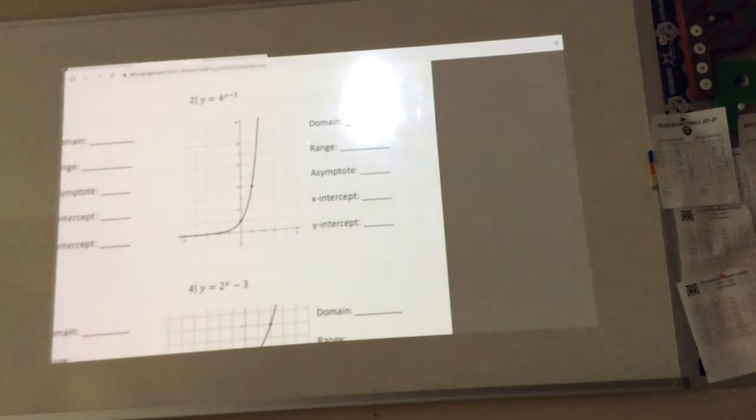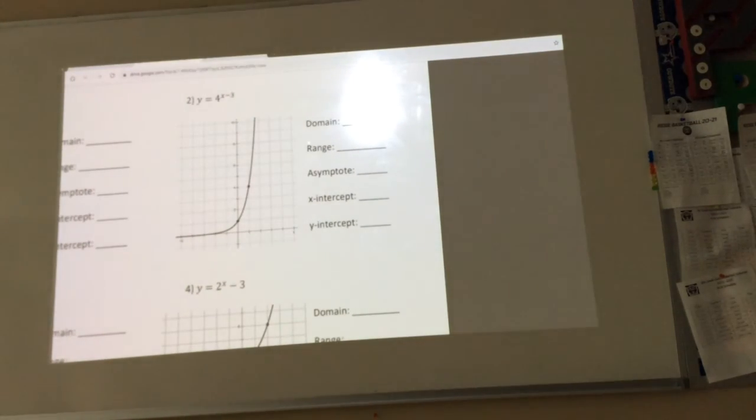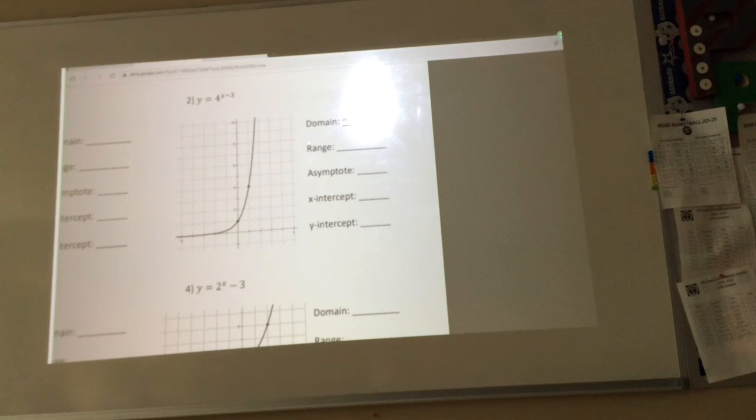All right, number 2. Domain, once again, is going to be what? All real numbers. Every time, y'all. Every time. Range looks pretty similar to what the last one looked like. So I would say it's going to be y is greater than or equal to 0. My asymptote, once again, is going to be what?